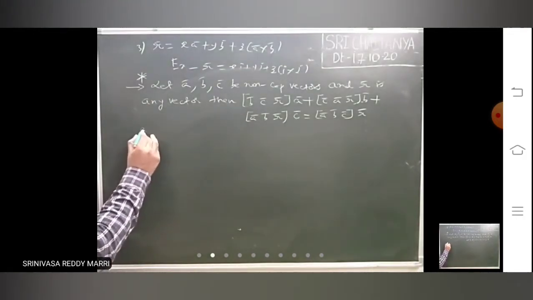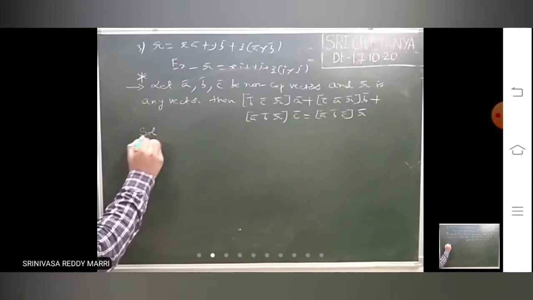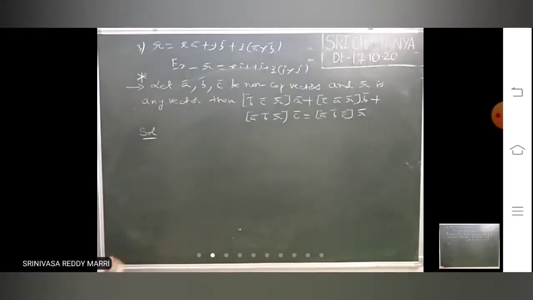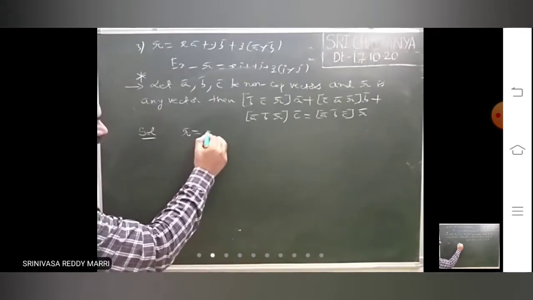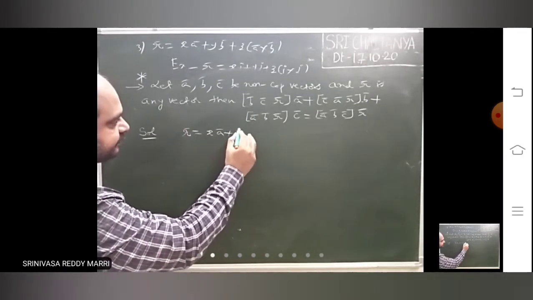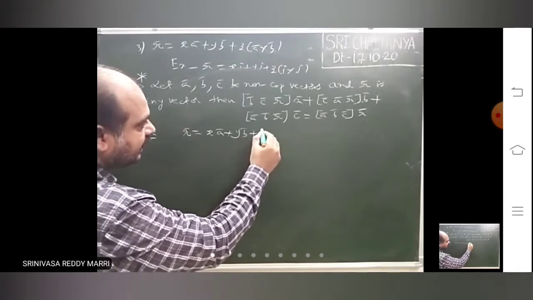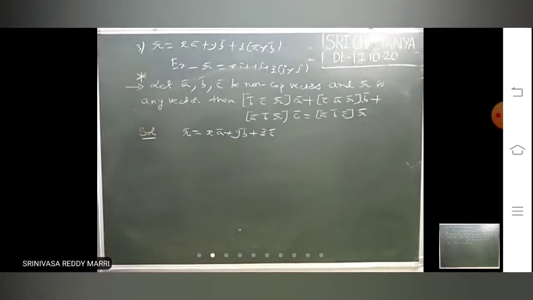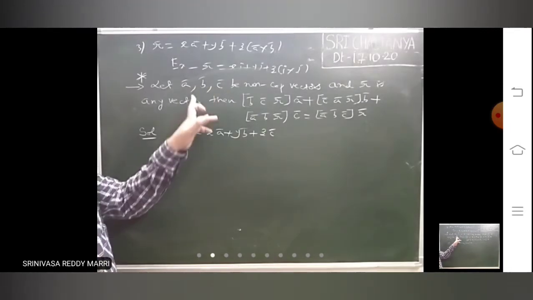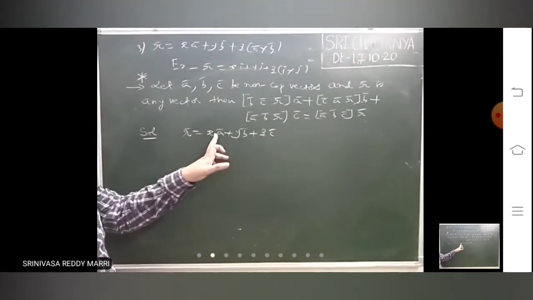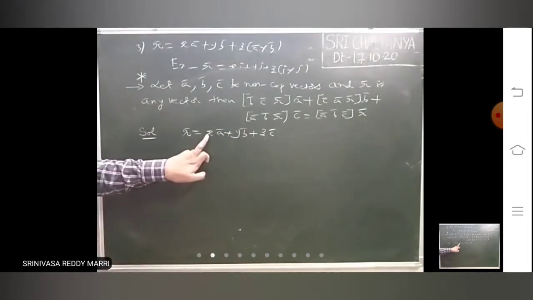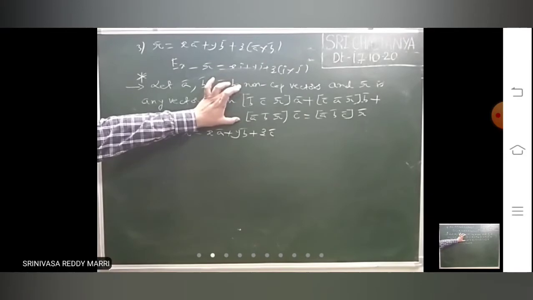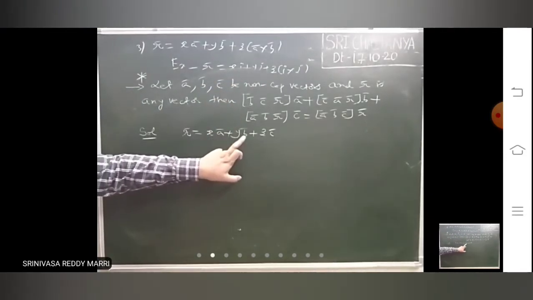Now look at, that means R bar is now any vector. A bar, B bar, C bar are three non-coplanar vectors. You have to proceed like this. R bar can be expressed like this. Since these are three non-coplanar vectors, I am expressing R bar as X A bar plus Y B bar plus Z C bar. Now, for solving such problems, you have to evaluate what is X, what is Y, what is Z.